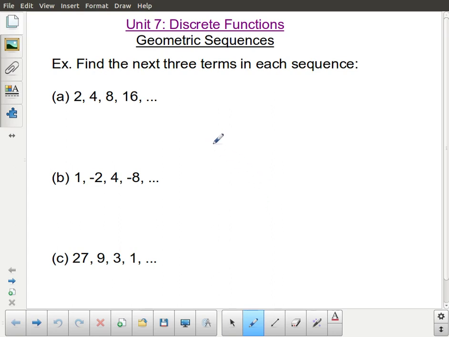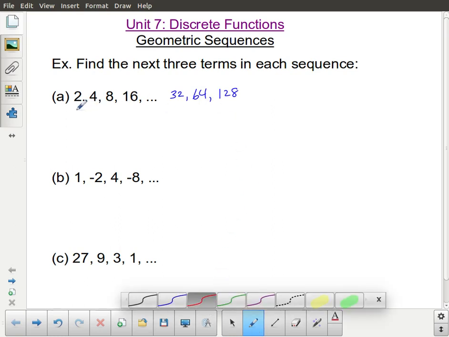So as I did in a previous lesson on arithmetic sequences, I'm going to start off by taking a look at some patterns. So 2, 4, 8, 16. I'm asked for the next three terms in each sequence. Hopefully you can see that the next term is going to be 32, and then after that would be 64, and then after that would be 128.